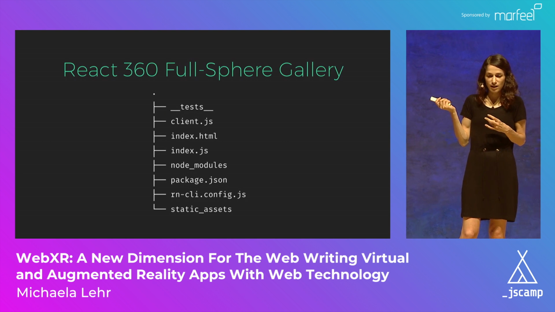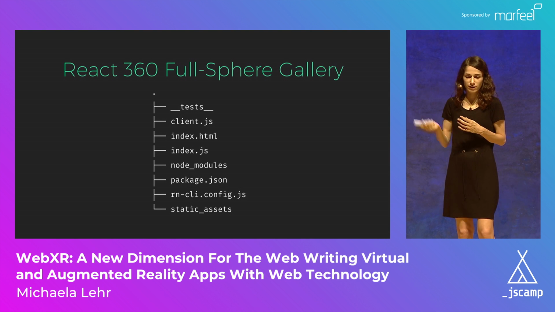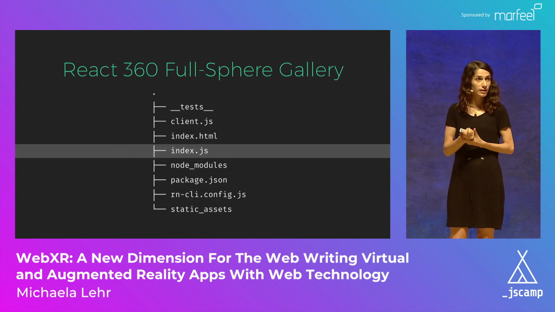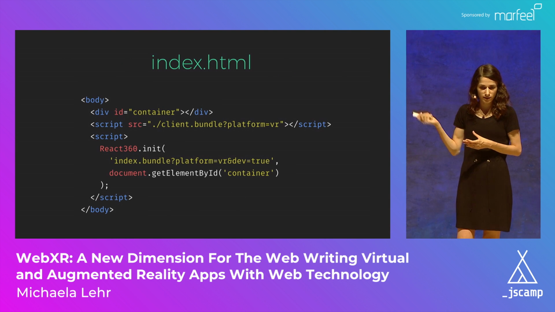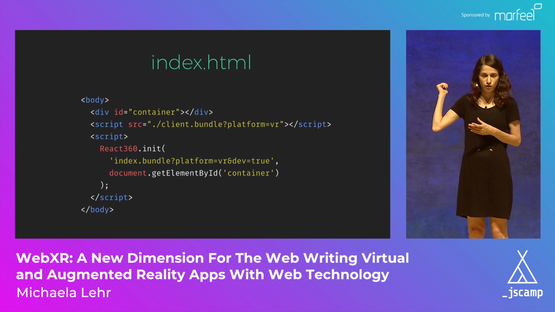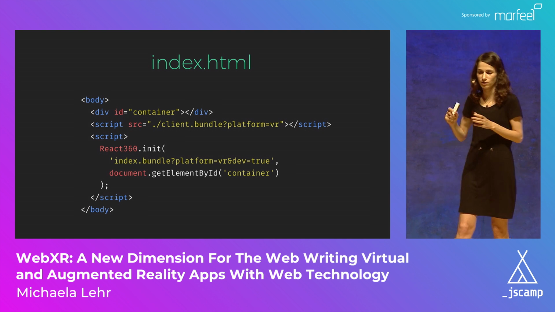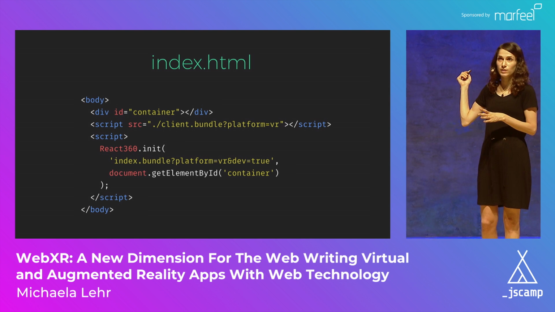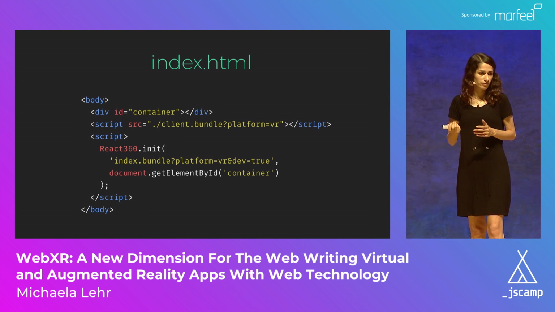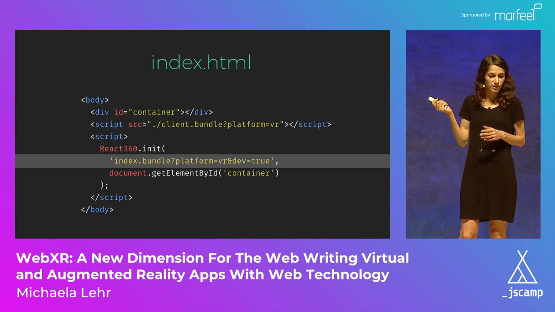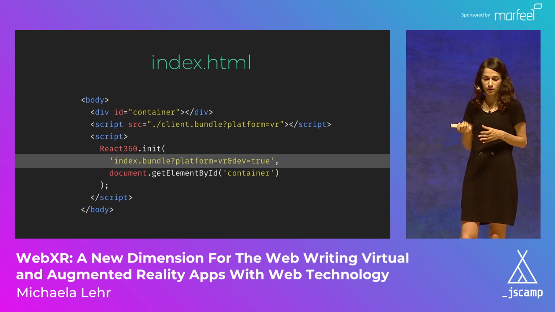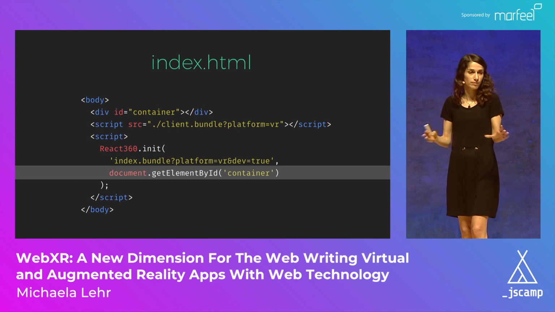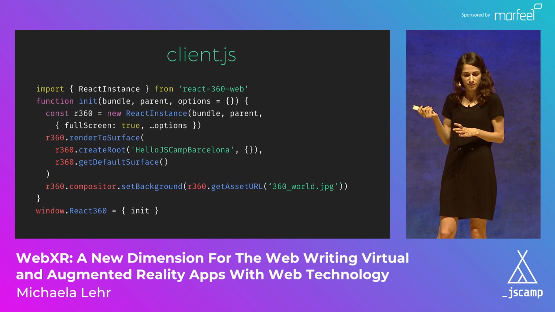This is the scaffolded project folder, and we will take a look at three of the files: client.js, index.html, and index.js. This is the index.html, and I only show you the body because there's nothing special happening in the header. The only thing we're doing here is loading and mounting the JavaScript code with React 360 in it. The first argument is our bundle, where the main code of the application is, and the second is the parent element where we want to render a canvas.